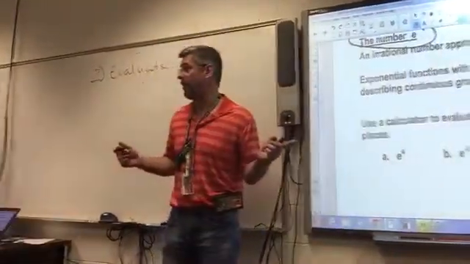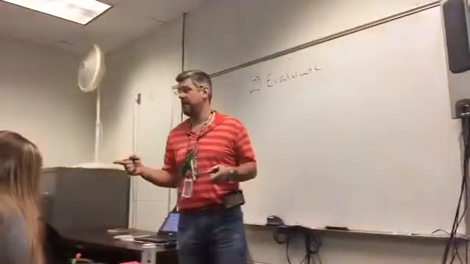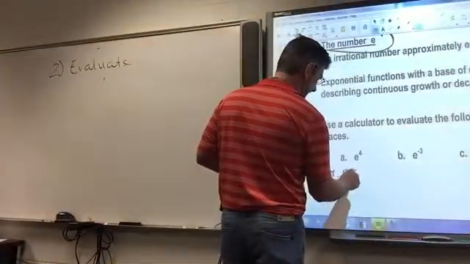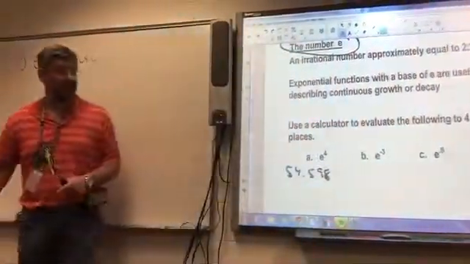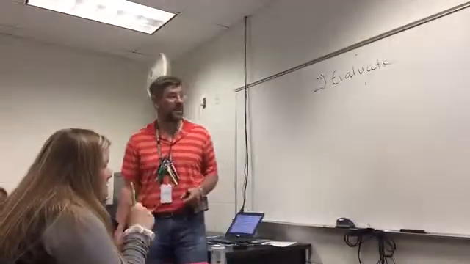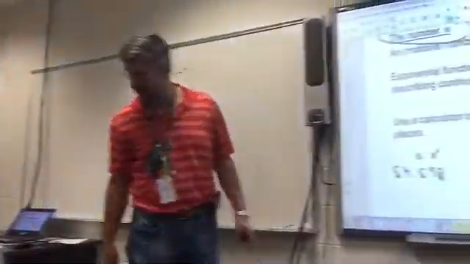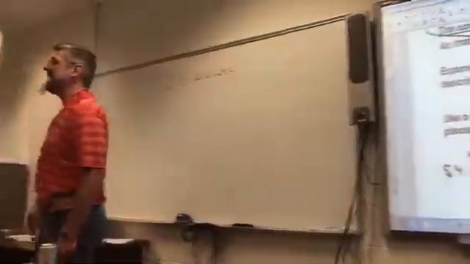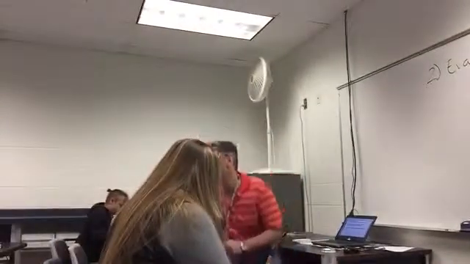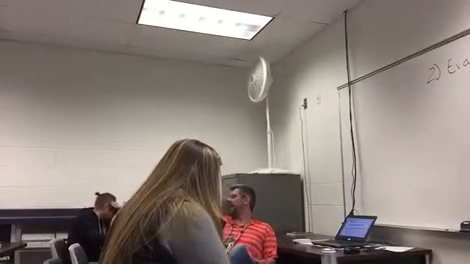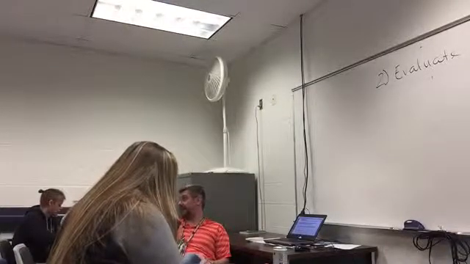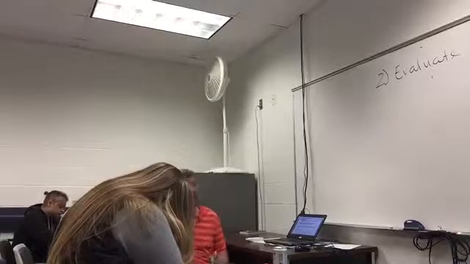So, e to the 4th power. 54.598. Gotta be exact. It says 4 decimal places. 54.5982? Can I be exact by writing the number? Why? It continues forever. It never ends. It never repeats. This is a number that is irrational.